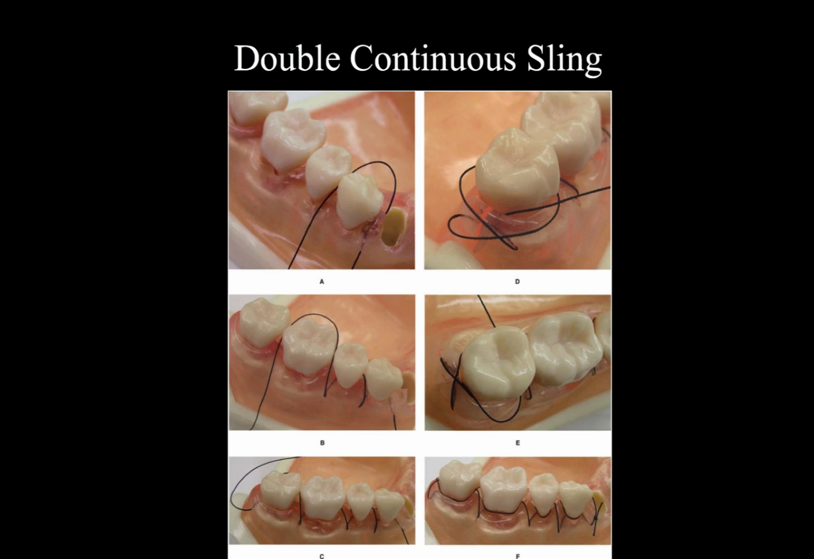Continuous or double continuous sling sutures are used when an entire sextant or quadrant is being sutured. This panel demonstrates the double continuous sling, which is useful in posterior crown lengthening procedures. I will post in the files section of Canvas instructions on how to perform this suturing technique, because it is complicated as you're making your turn, as you can see here in panel D at the posterior segment.